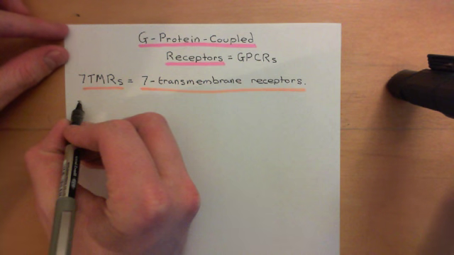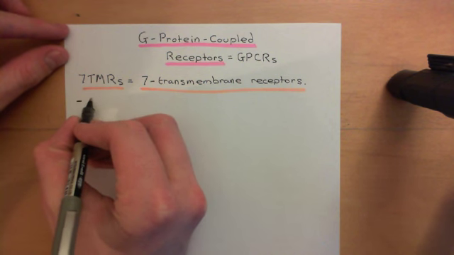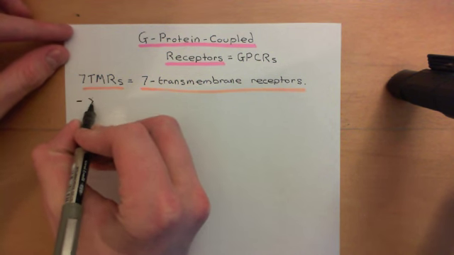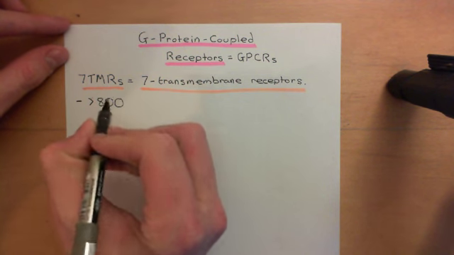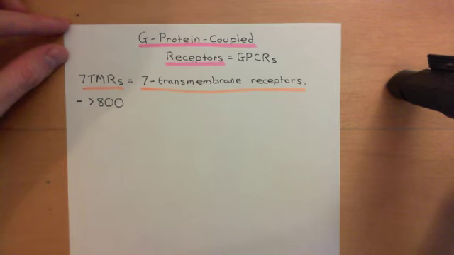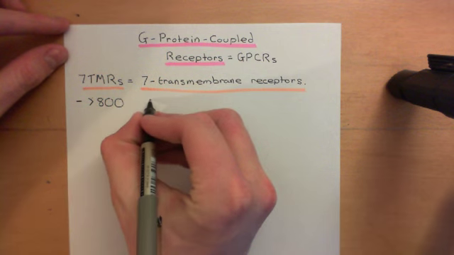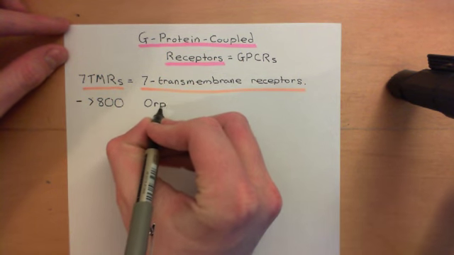Right. So, next thing to say is that you have an absolutely huge number of different G protein coupled receptors in humans alone. In humans alone, we have greater than 800 different G protein coupled receptors. Now some of these we don't actually know what they do, but they're in the minority. They are known as orphan receptors.